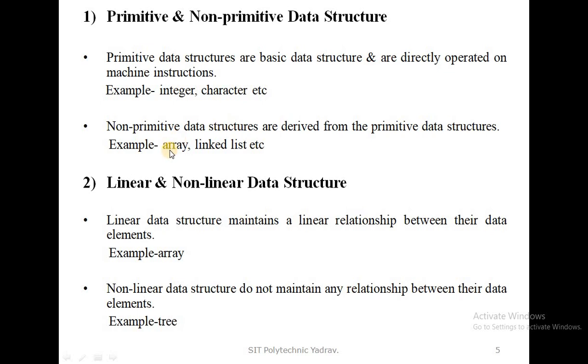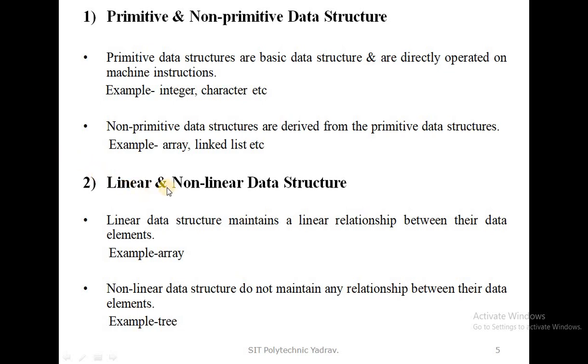Means what? Array is the collection of same data types. Okay, in that array which types of data elements are added? For example, integer array or float array, character array, etc. So these character, integer, floats are the primitive data structures that it is derived from. Non-primitive data structures are called derived from the primitive data structures.